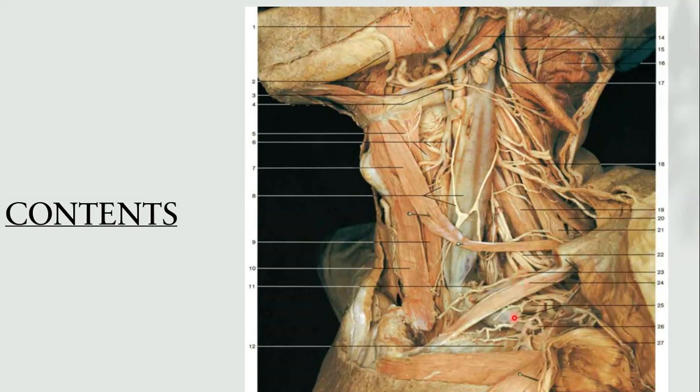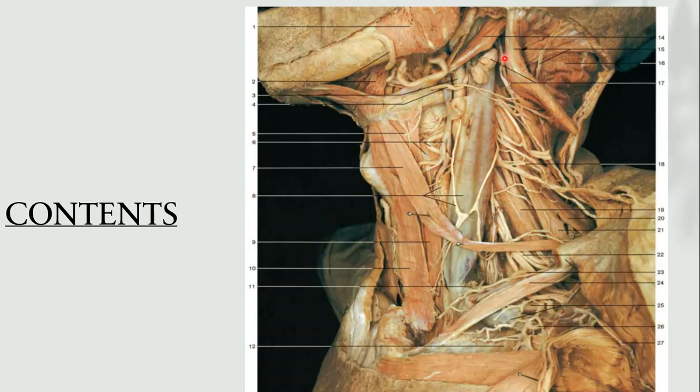Then actually this one here is the subclavian vein. So the subclavian vein usually passes anterior to scalenus anterior, and back there, this one here is the subclavian artery, which passes behind or posterior to the scalenus anterior muscle. Okay, so yeah, those are the contents.